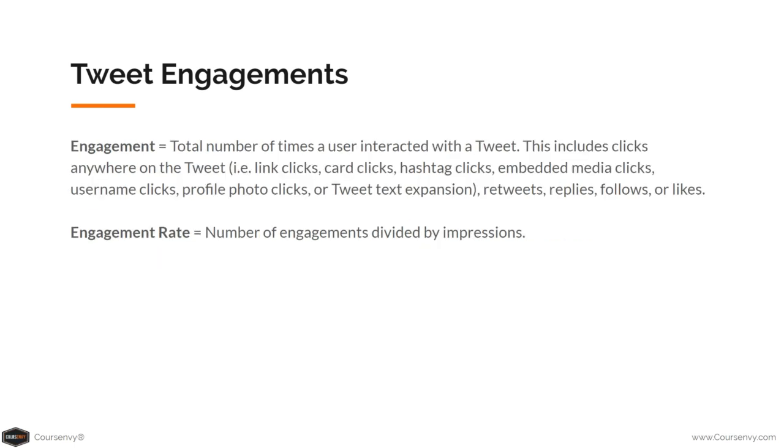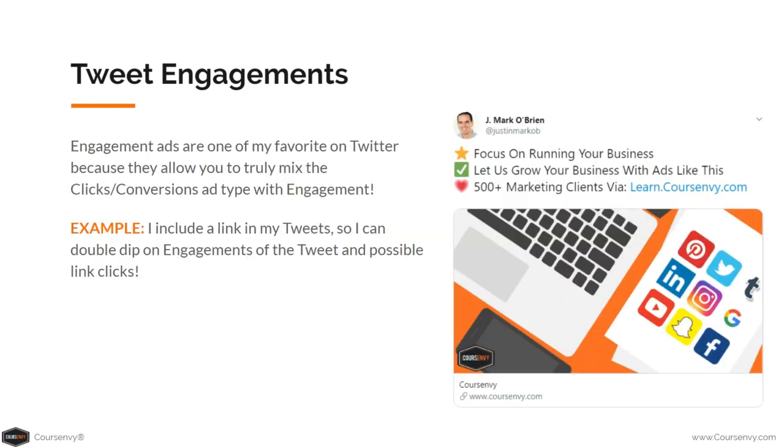So engagement equals the total number of times a user interacts with your tweet. This includes clicks anywhere on the tweet, such as link clicks, card clicks, hashtag clicks, embedded media clicks, username clicks, profile photo clicks, or tweet text expansion, as well as retweets, replies, follows, or likes. Engagement rate equals the number of engagements divided by impressions, or views.